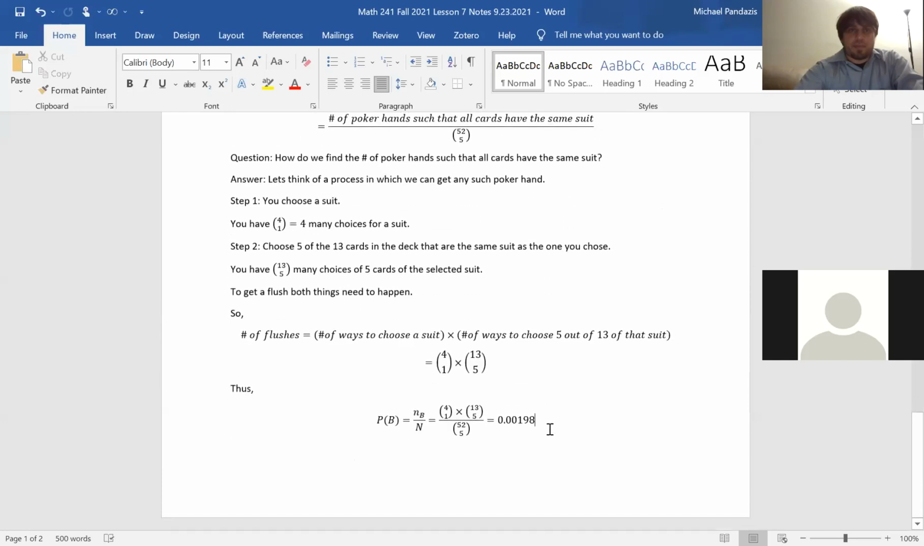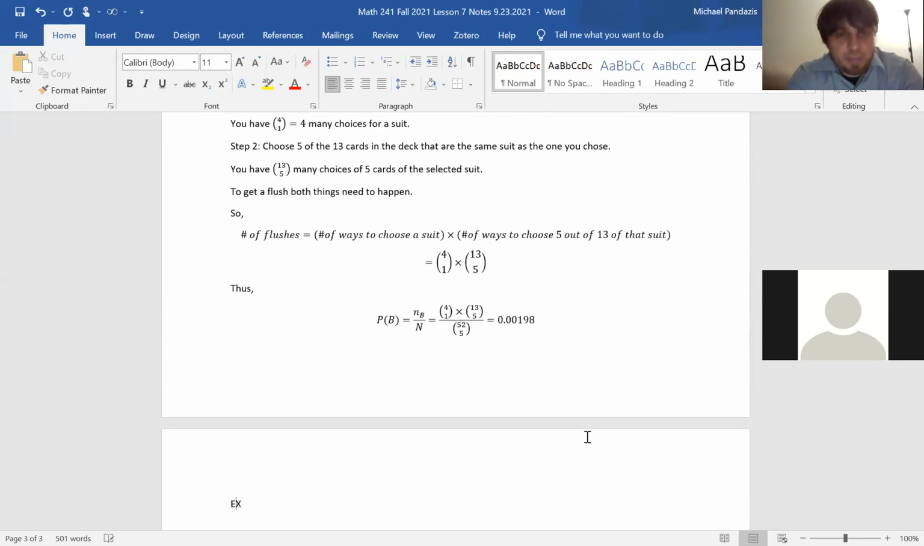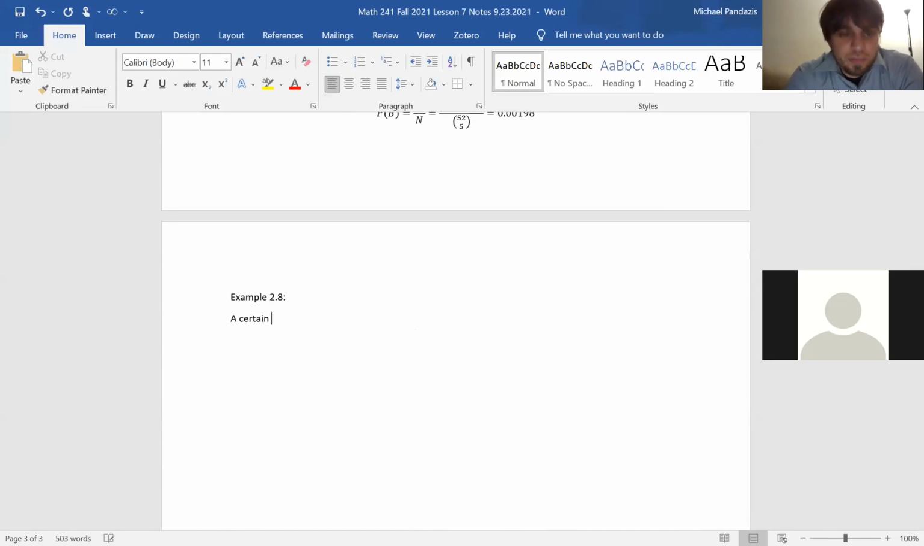Okay, the next example is example 2.8. A certain carton of eggs has 3 bad and 9 good eggs. So a carton has 12 eggs in total, right? So 3 bad, 9 good.